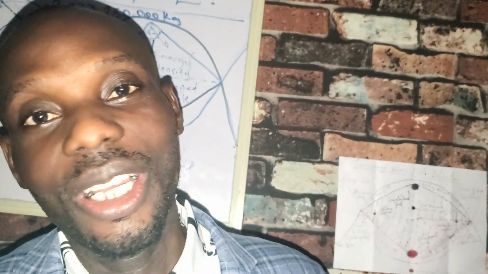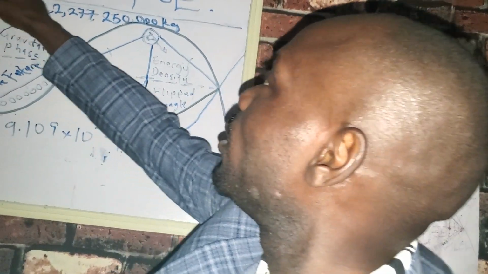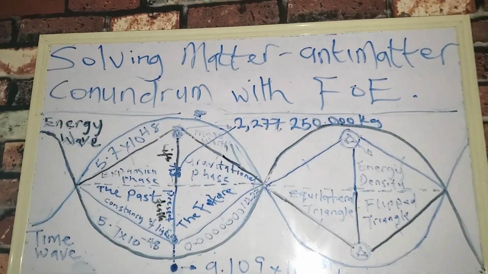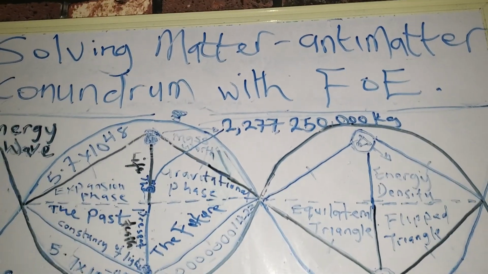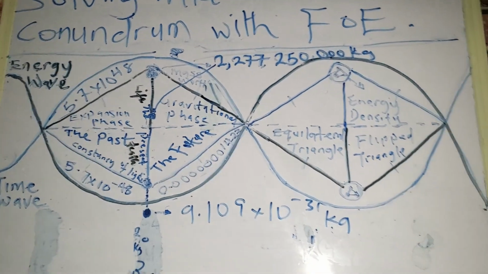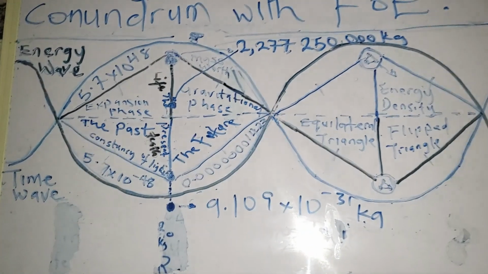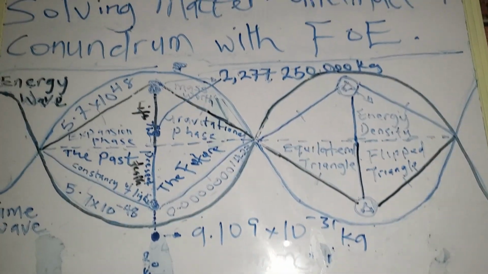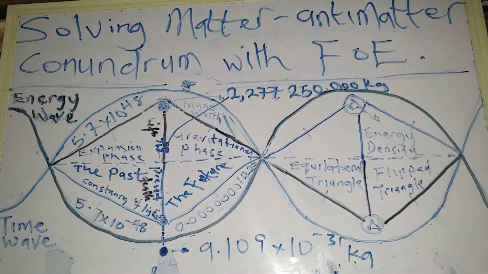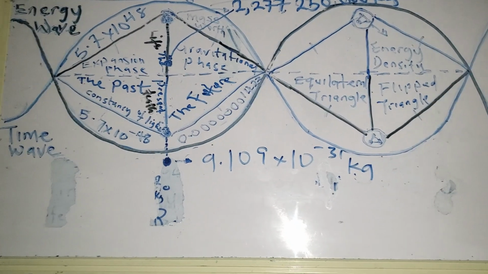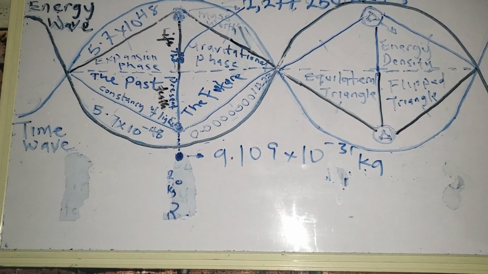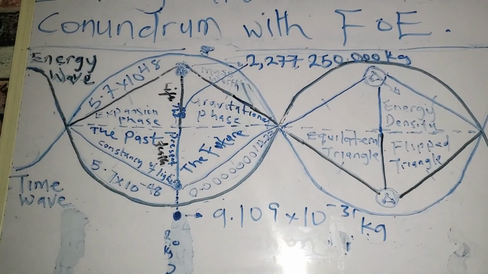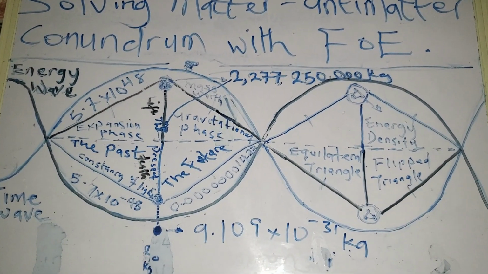In today's video, I want us to dissect solving the matter-antimatter conundrum with FOE. FOE simply stands for formula of everything. So now we're going to be using this time energy wave model to explain the matter-antimatter conundrum, or enigma. You understand? So we're going to dissect the asymmetric nature of matter to antimatter. That is what we're going to dissect this morning.